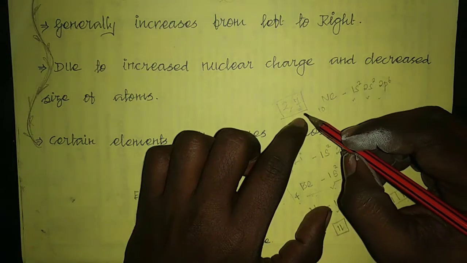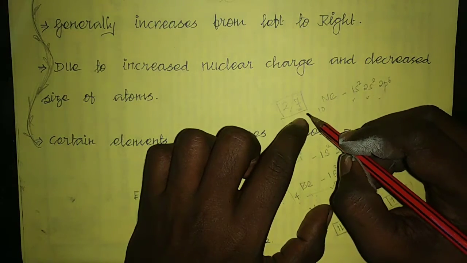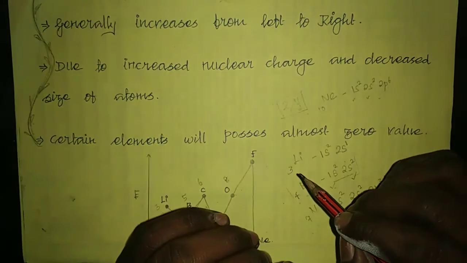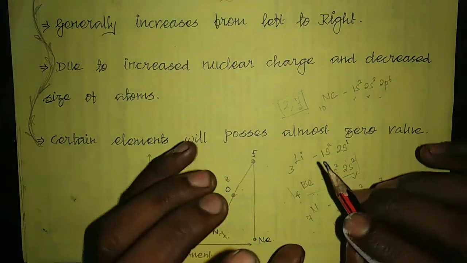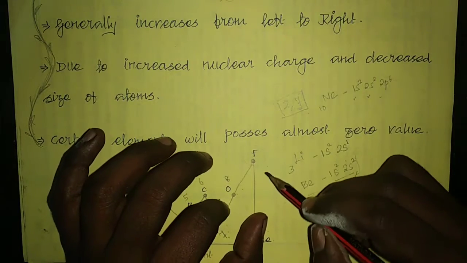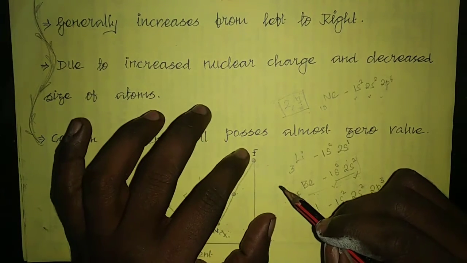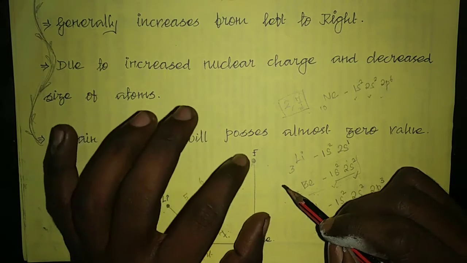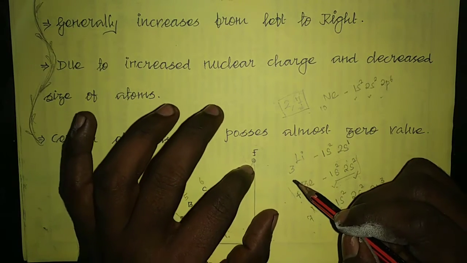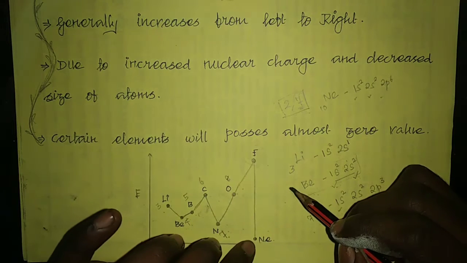Okay, so since it has 7 in the valence shell, it is in need of 1 electron. These atoms need an electron, so they will be greedy towards electrons and will possess higher electron affinity. In one word, the atoms with higher electron affinity are the halogens. Okay, then come to neon.